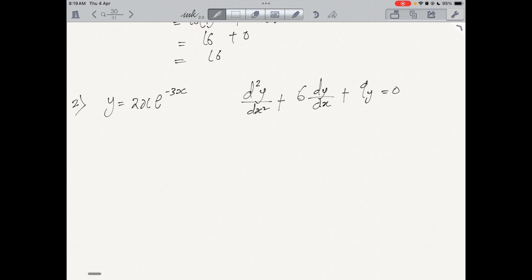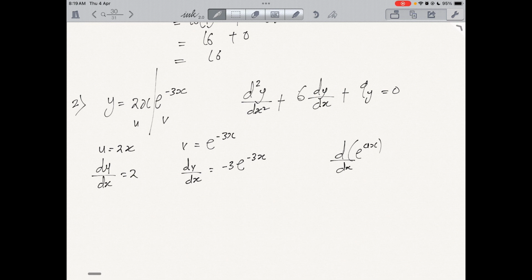Now, arriving at this, the first thing we should do is to evaluate dy dx. So we see that this is a product, u and v. u is equal to 2x, v is equal to exponential minus 3x. So du dx is equal to 2 and dv dx is equal to minus 3 exponential minus 3x, because when we differentiate exponential ax with respect to x, we are going to have a exponential ax. And in this case, a is equal to minus 3.